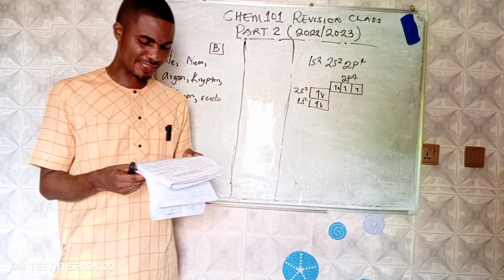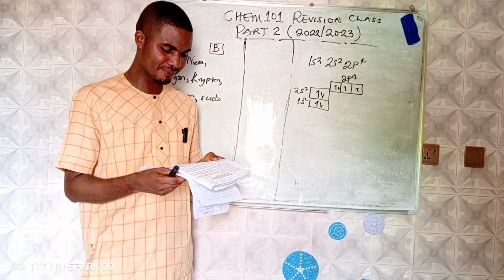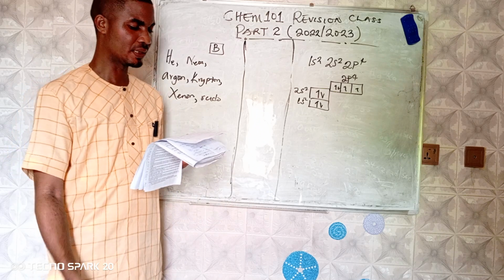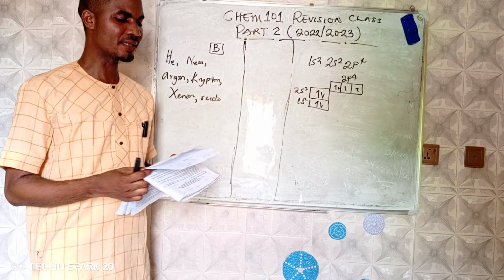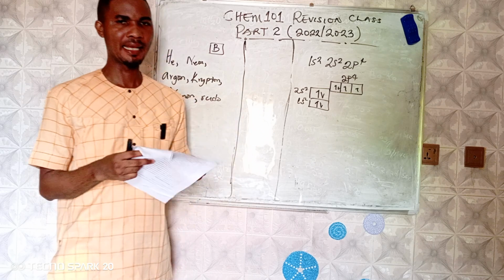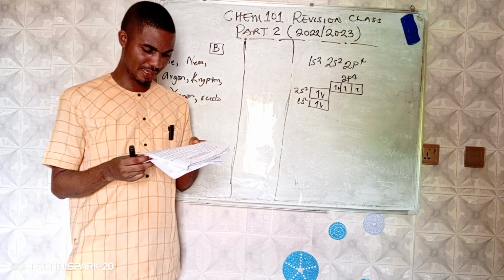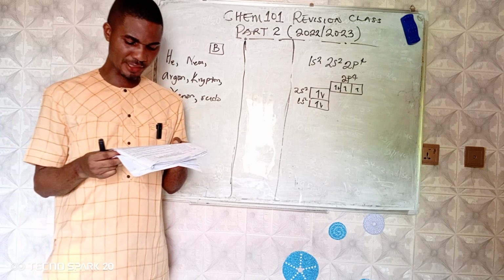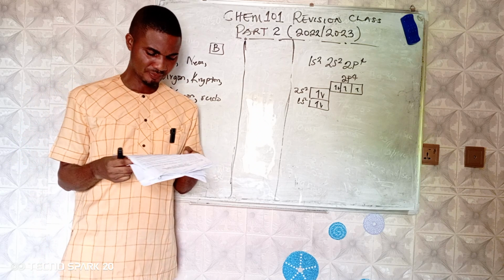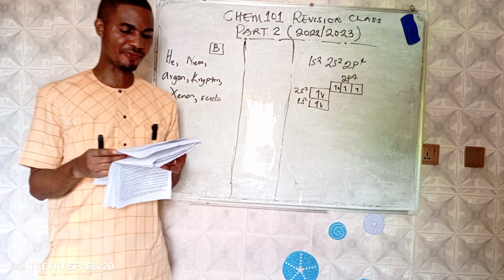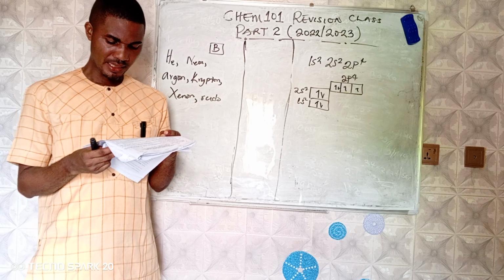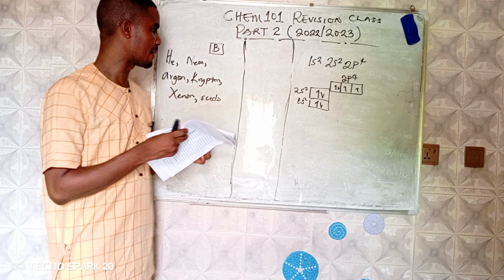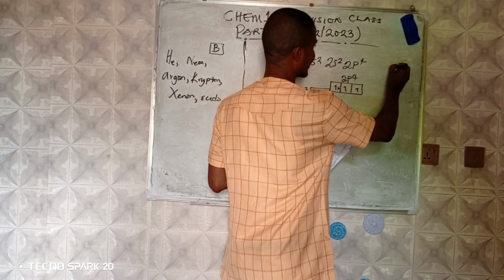Question number 17. Isotopes are detected by, we want to talk about the instrument we use to detect isotopes. Isotopes are detected by a mass spectrometer. We use a mass spectrometer. Number 18, which of the following is true about alpha decay? It says mass number decreases by 4. Remember that alpha decay will have something like this.